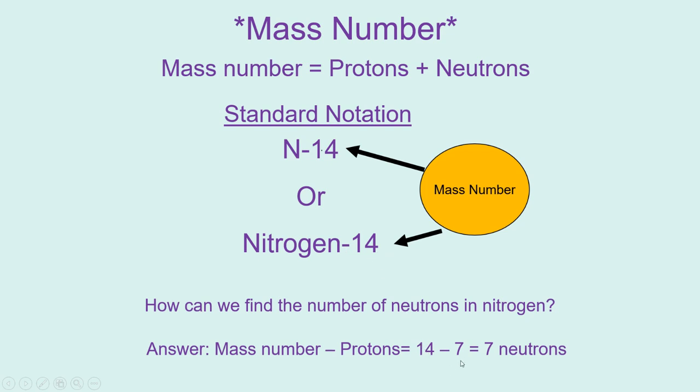I can look up nitrogen on the periodic table and find that its atomic number is 7, meaning it has 7 protons. So 14 minus 7 gives me 7 neutrons. In this case, our protons and our neutrons are the same. That will not always happen, so make sure you always do the subtraction. You can't just take the mass number and divide it by 2. That doesn't always work.